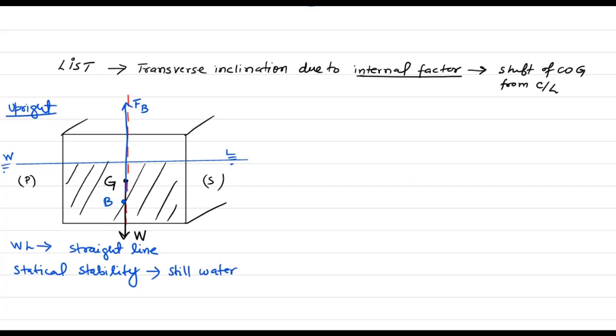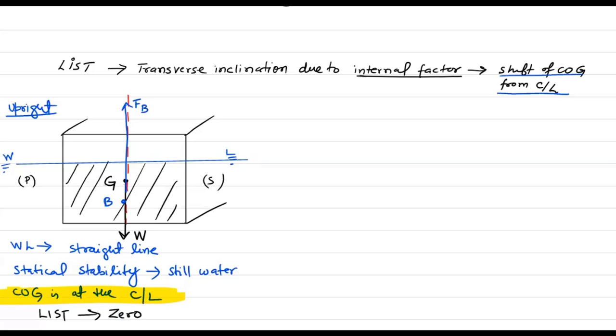And why am I saying upright? Shift of COG from center line. Upright condition means the COG, center of gravity, is at the center line. Very important aspect. As long as the center of gravity is at the center line, the list is 0. Are you getting it?